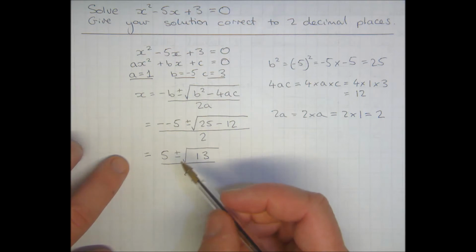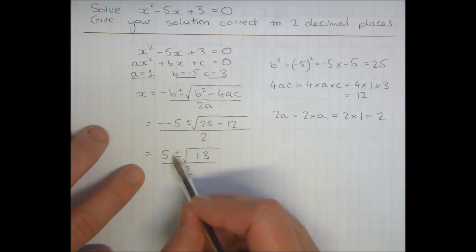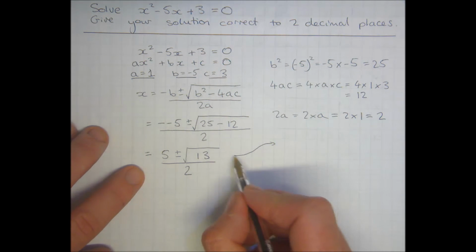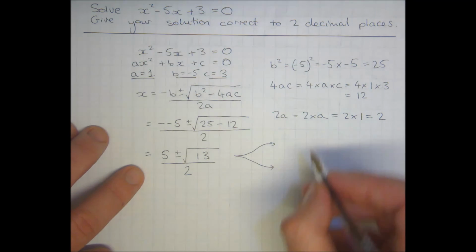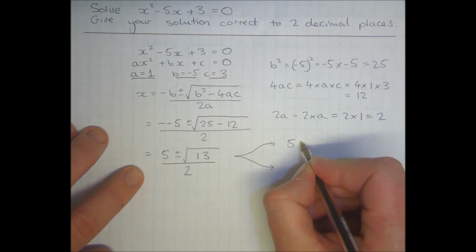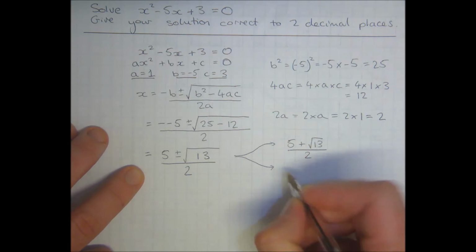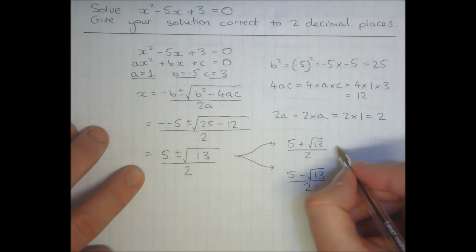The last thing we've got to do now is work out our final values, and there's going to be two answers, one where we use this as a plus and one where we use it as a minus. We were expecting two answers because it's a quadratic equation, which normally always has two answers as solutions. So one solution will be 5 plus the square root of 13 divided by 2, and one will be 5 minus the square root of 13 divided by 2.